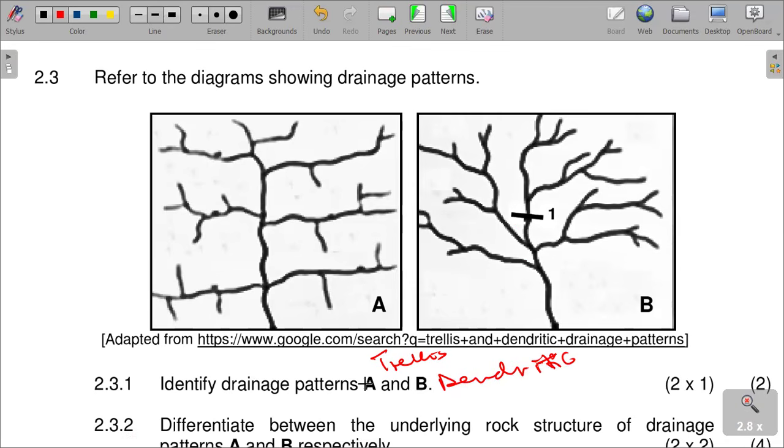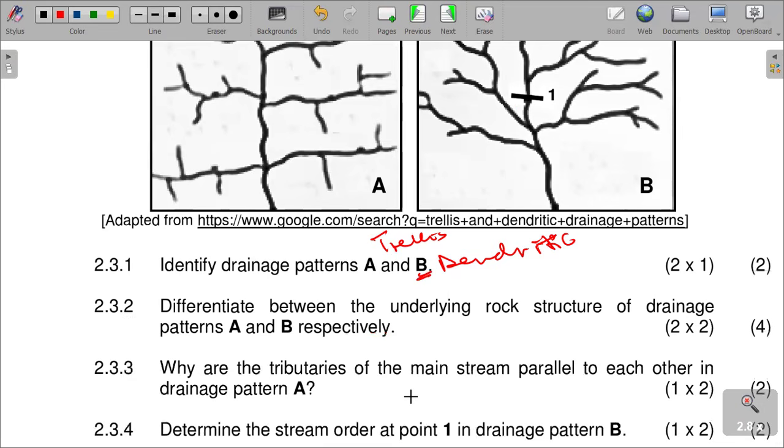Drainage pattern A is trellis, and B is dendritic drainage pattern. Next question is saying differentiate between the underlying rock structures of drainage patterns A and B. Differentiate the underlying rock structures.